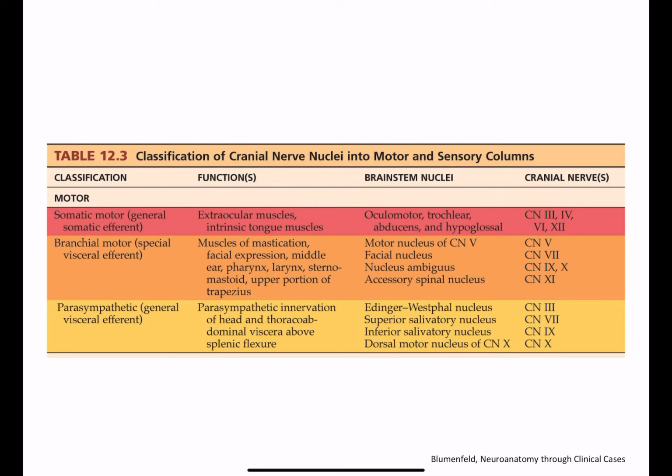Let's look at this bottom one and then we'll stop. And then we said if something is yellow on the coming tables, is going to be parasympathetic. So that's a general visceral efferent. You're still sending out motor fibers, but it's going to the visceral organs. That's why it's parasympathetic. So it's not the somatic nerve, right?